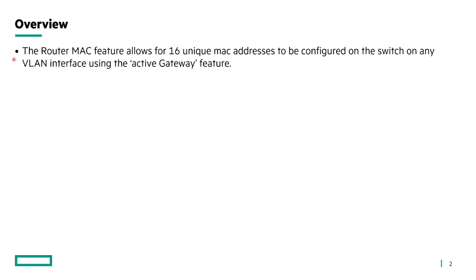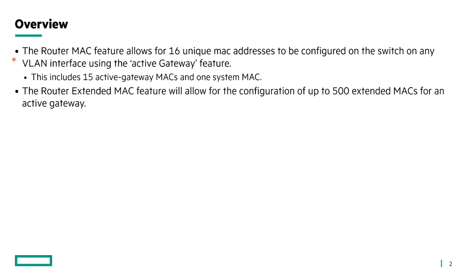So the router MAC command is used with the Active Gateway feature configuration, allows for up to 16 unique MAC addresses to be configured on the switch on any VLAN interface using the Active Gateway feature. This includes 15 Active Gateway MACs and 1 System MAC.